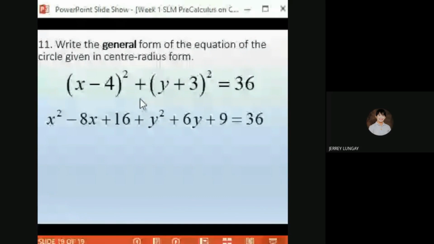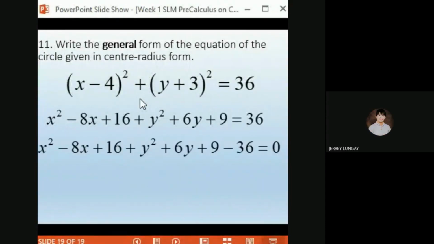Yes, sir. Unya, dapat ang right-hand side portion ma-equal to 0. Si 36, asa man nato ilabay? Ilabay from right, paingon asa? Sa left. Kay 36 man na. Very good. Ana ra na ka-simple. I-simplify na lang na.